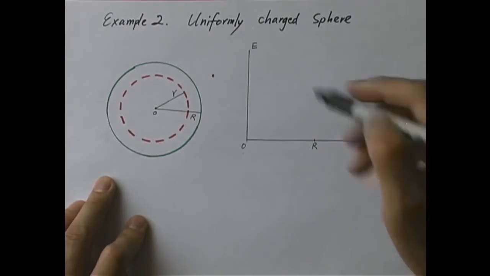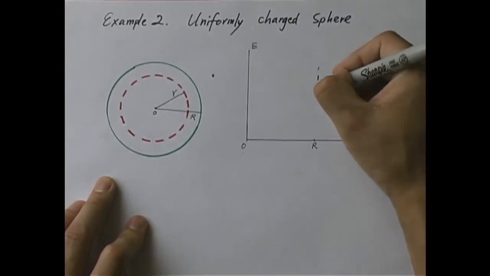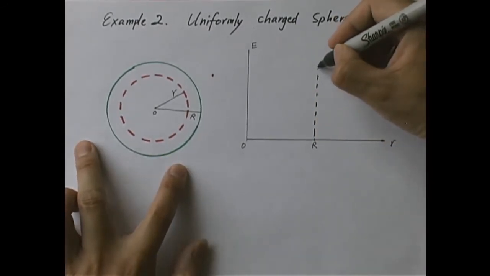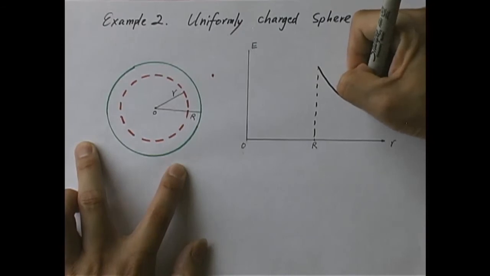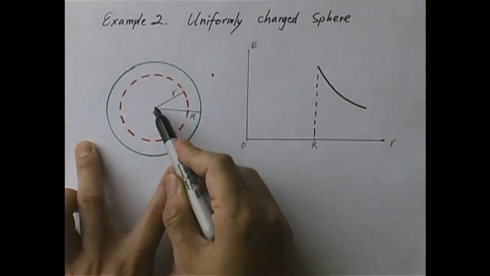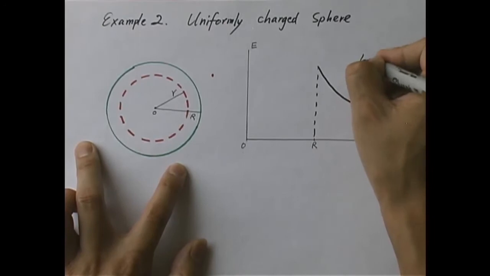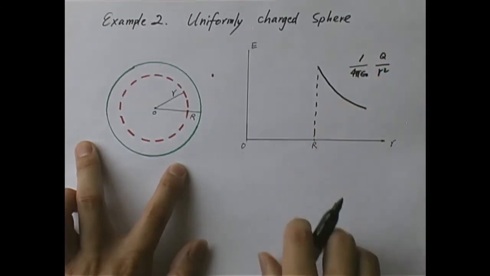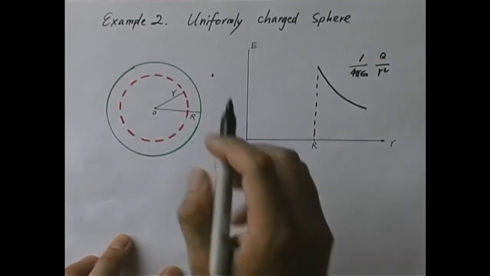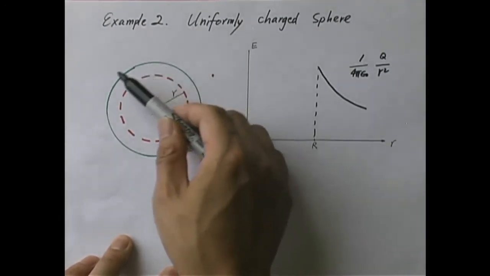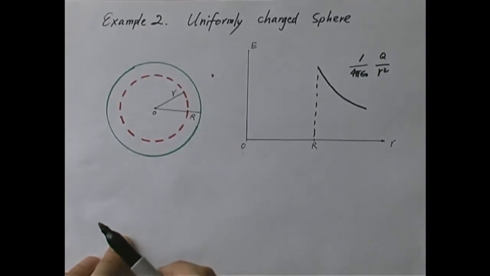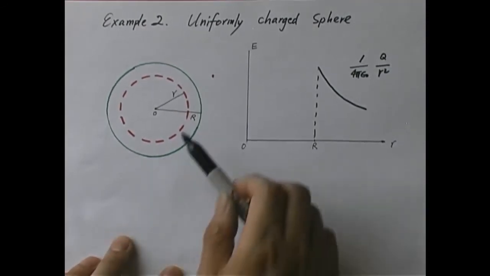So what is that telling you? It tells you that outside the sphere, the electric field remains the same as if it was just a point charge in the middle. So this is 1 over 4 pi epsilon naught Q over r squared, just like before. You cannot tell by looking just outside whether this sphere is solid or hollow, as long as it's uniformly distributed. But what's interesting is what's inside.